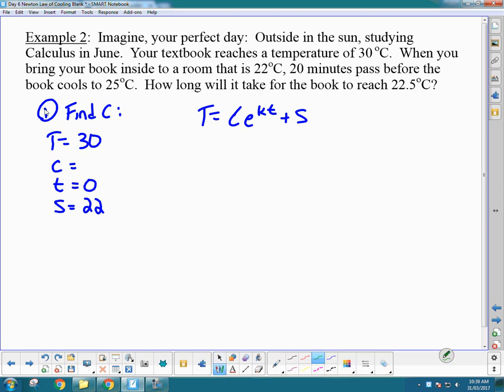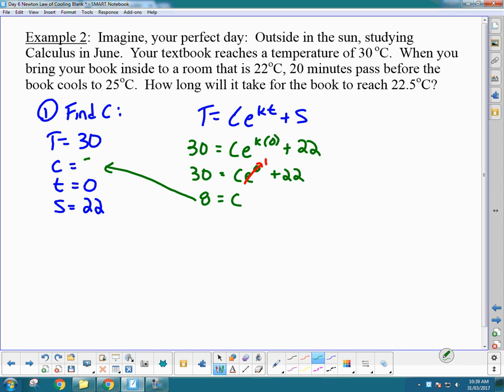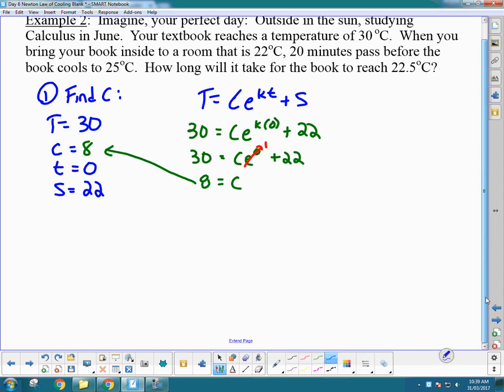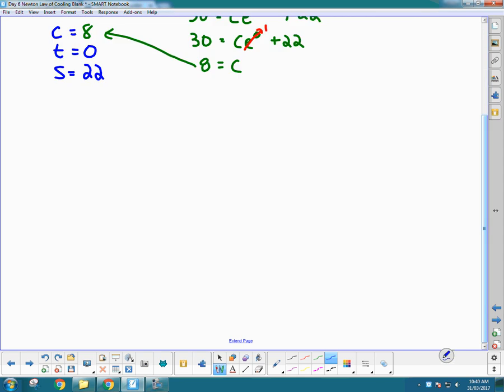So if I plug in this information, 30 equals Ce to the k times 0 plus 22. Of course, all of this is going to be Ce to the 0 plus 22. So of course that will go to 1. Anything to the power of 0 is 1. So then it's just 8 equals C. And we get that. So there's step 1, the new part for today's lesson. Everything else should feel just like what we had before.